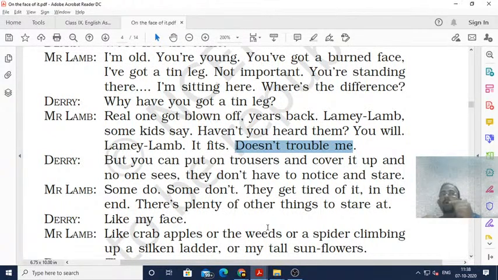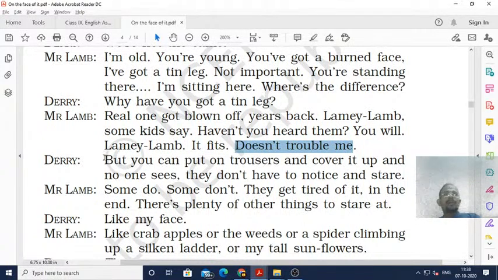So this is what Mr. Lamb is trying to convey to Derry, but Derry, being a very small boy, will not be able to understand the philosophical message that Mr. Lamb conveys to him at this particular juncture. Therefore, you shall find that Derry has become confused and asks Mr. Lamb back the meaning, the real implication of his statement. So now let's find out.